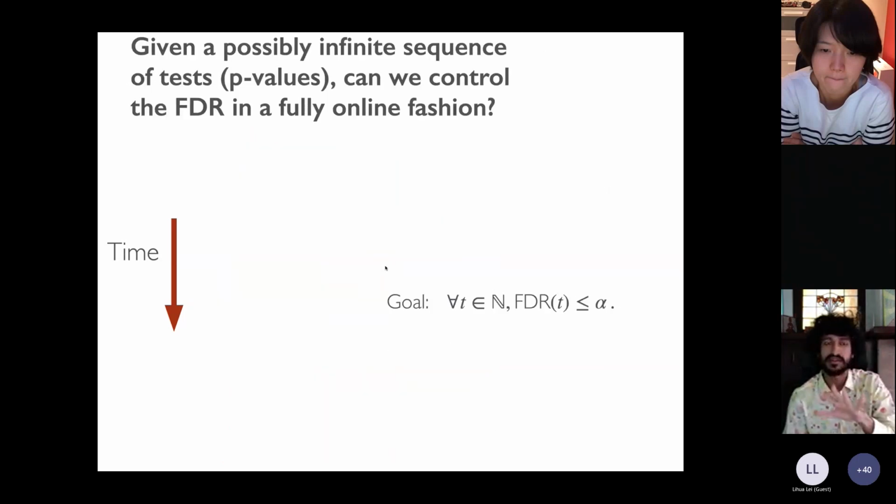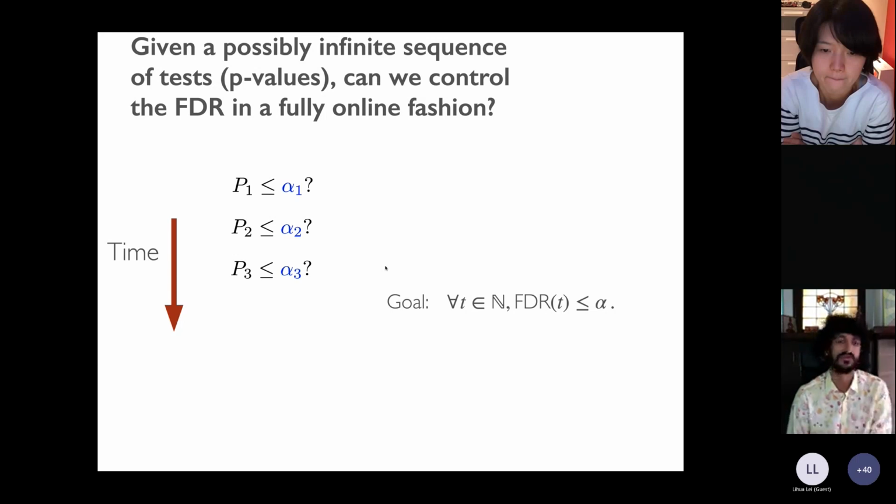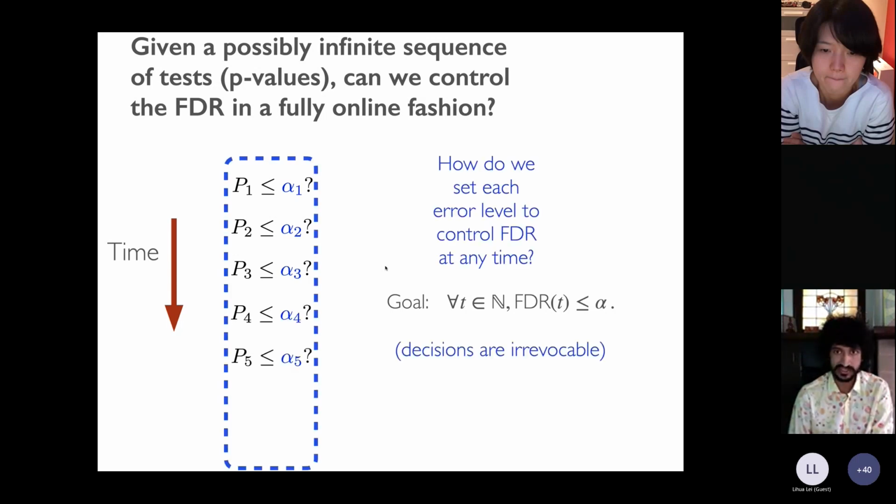So the question that one can think about is, given a possibly infinite sequence of tests or p-values, can we control the FDR in a fully online fashion? And what that means is now we're going to have to give a different level alpha 1 to P1, different level alpha 2 to P2, and so on. So the question is, how do we set these error levels in order to control the FDR at any time? Or the modified false discovery rate, as Foster and Stein did, or as Aharoni and Rosset did. So you can choose your error metric.